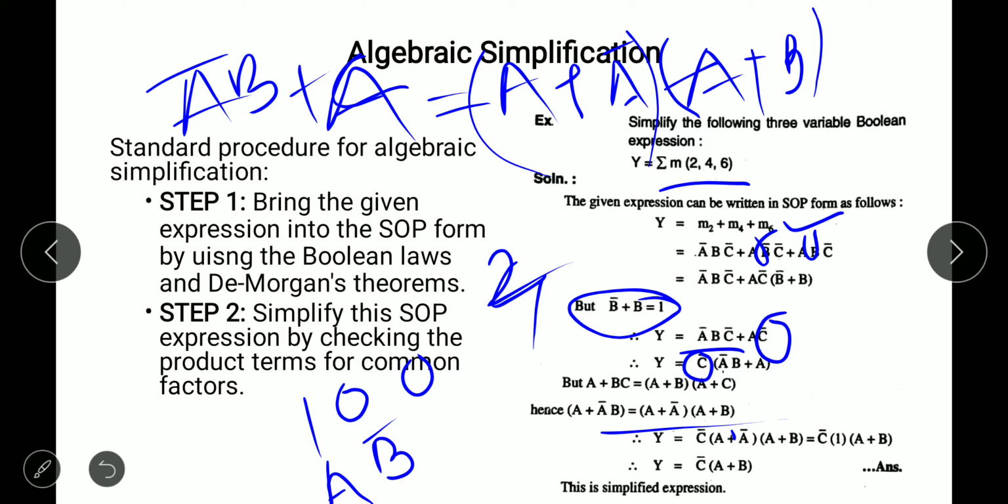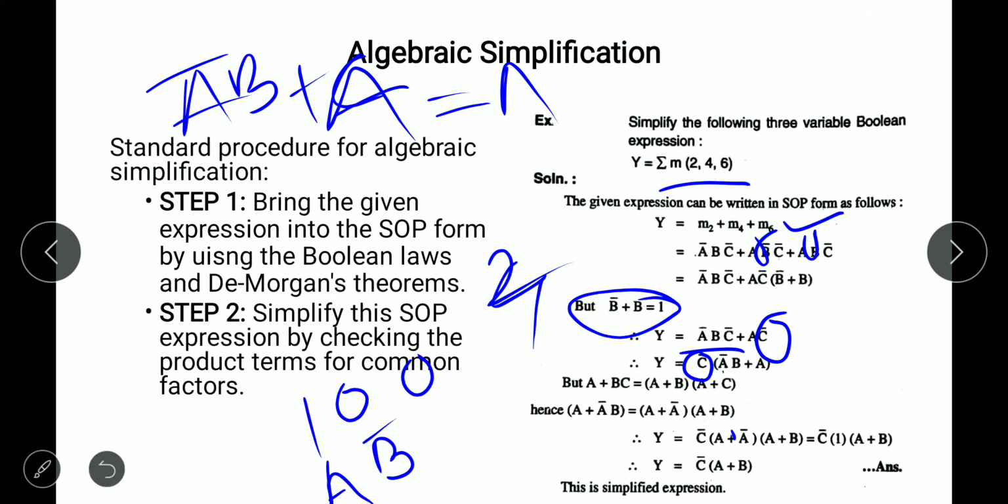So A bar B plus A is converted into A plus A bar into A plus B. So C bar is equal to A plus A bar, which is 1. Likewise B plus B bar is 1. Likewise A plus A bar is also 1. So A plus B, the answer is C bar into (A plus B). If you can see, the A bar B C bar plus this total equation simplifies to C bar in a bracket (A plus B). Okay, this is the algebraic simplification.